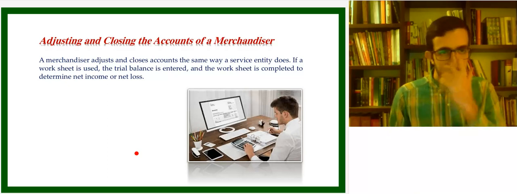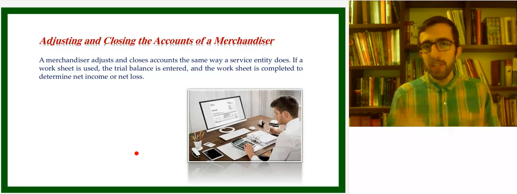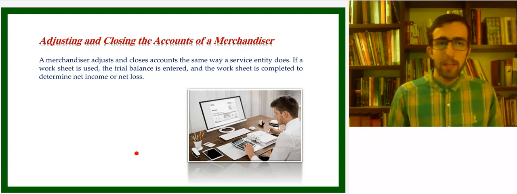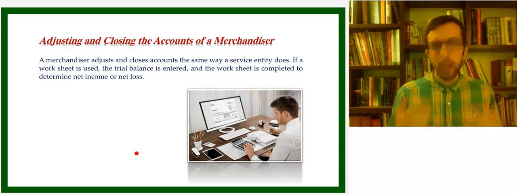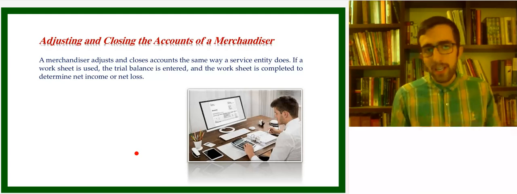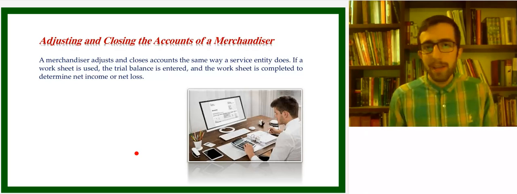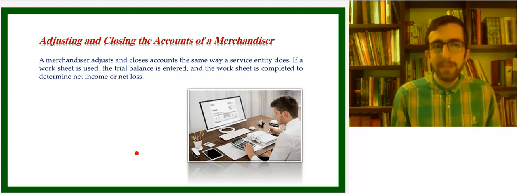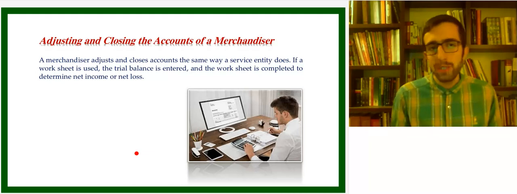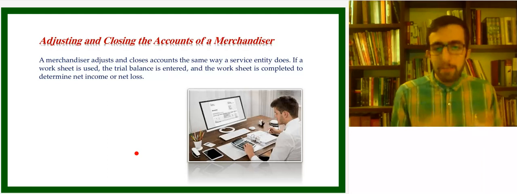On the next page, we can see adjusting and closing accounts of a merchandiser. After a merchandiser makes journal entries, it should make adjustments and close its accounts. A merchandiser adjusts and closes accounts the same way a service entity does, but the only difference between this chapter and chapter 4 for the worksheet, closing, and adjustments is the inventory.